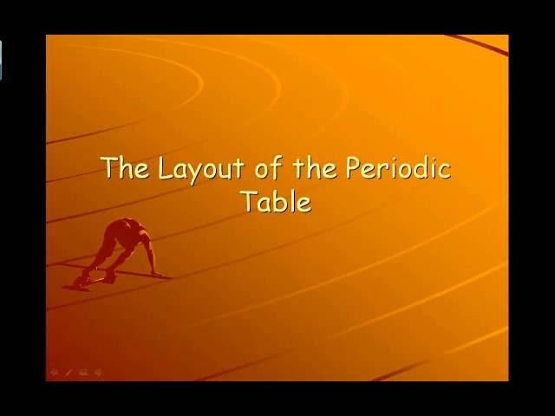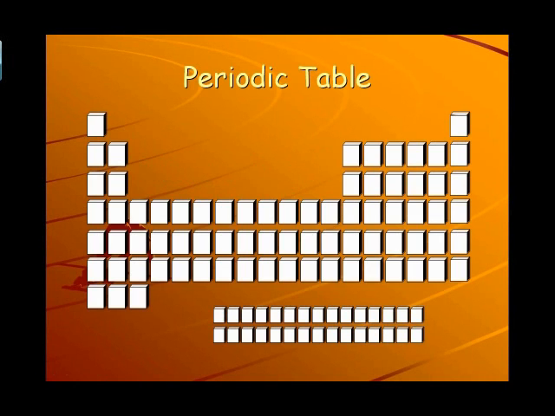Let's talk about the layout of the periodic table. Now, this is what the periodic table looks like. This particular table has no atomic numbers or atomic masses or symbols. This is just the general shape of the periodic table.